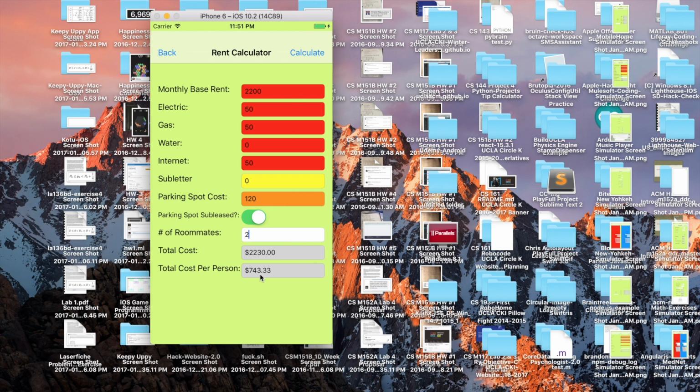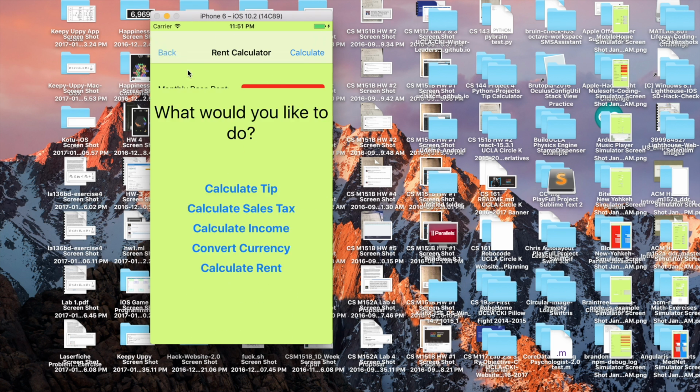So it comes out to around $743.33 over here. If I didn't have the parking spot, for example, we would have to pay more. We'd have to pay about $823, which is pretty insane. But this is another calculator I included just to make it easier to figure out how much everyone needs to pay and things like that.